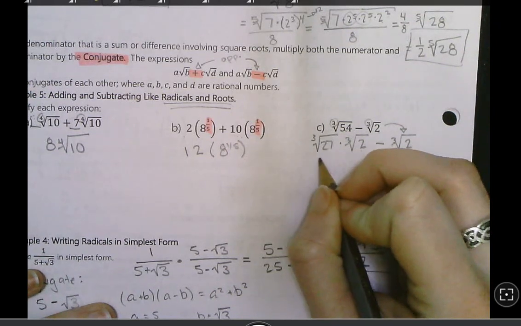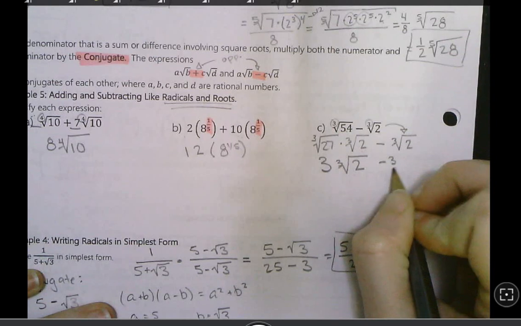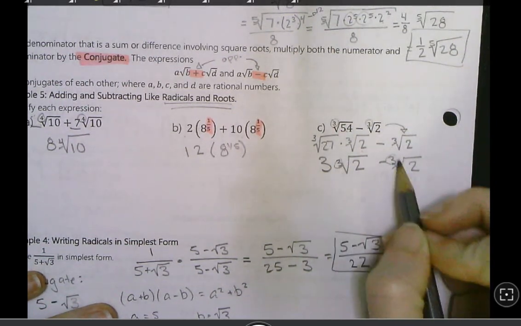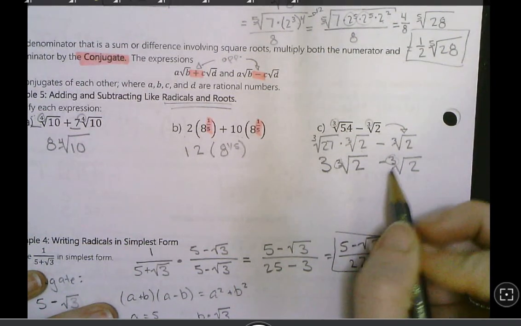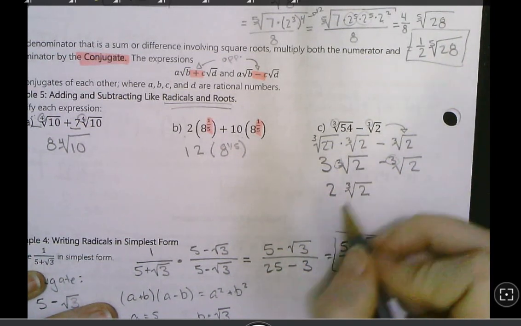Okay, so here, then we have a 3, our 3 root 2, and minus 3 root 2. So now these look the same. We have our 2, and they're both to the third. So now I have 3 minus that imaginary 1 when there's nothing in front. So we have 2, and then the cubic root of 2 here.